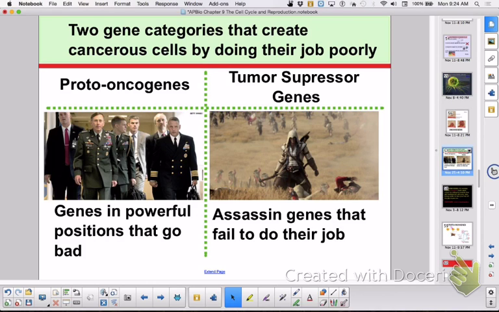Okay, so proto-oncogenes. Now, what do you hear in that sounds familiar to you? Oncologists, right? So proto-oncogenes are genes that are not bad, but because they're in a position of control, when they go bad, they direct a lot of badness. Are you with me on that? Because they're in a position of power.